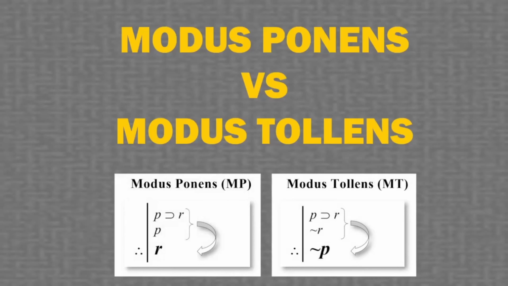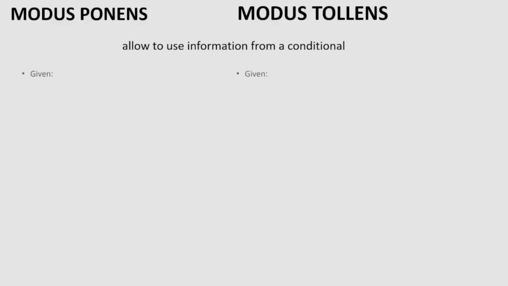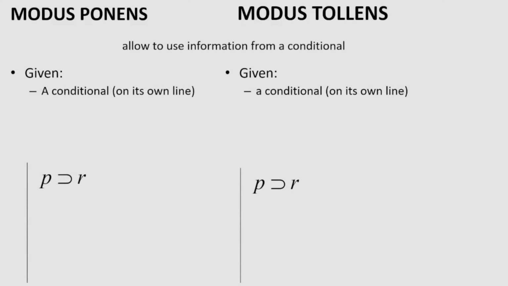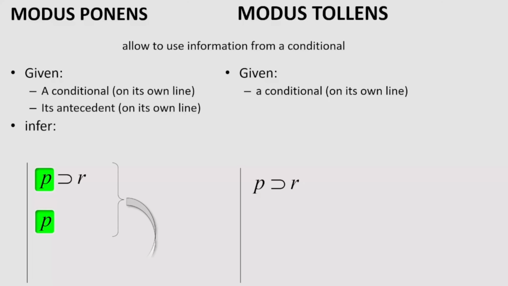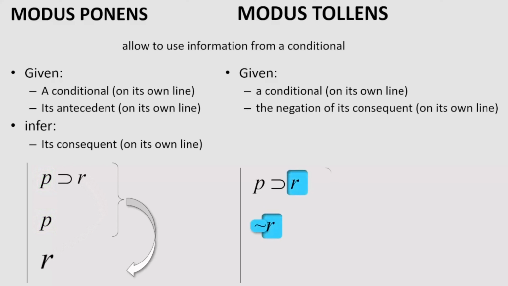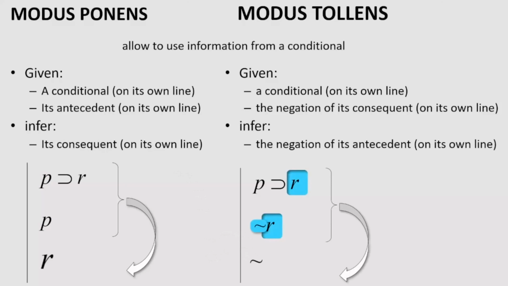It's important not to confuse Modus Ponens with Modus Tollens. Both allow us to use information in a conditional. Modus Ponens tells us, look, you need to have the antecedent and you're allowed to detach the consequent. Modus Tollens, on the other hand, requires that we have the negation of the consequent. That's important, the consequent. And we are then allowed to derive the negation of the antecedent. And we have to remember that we'll be sticking the negation in front of the proposition that is the antecedent.